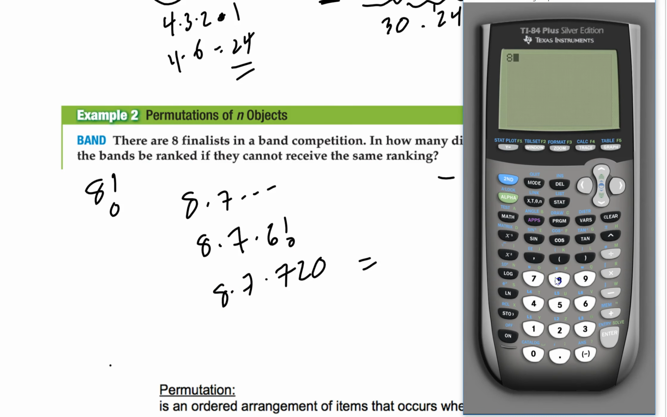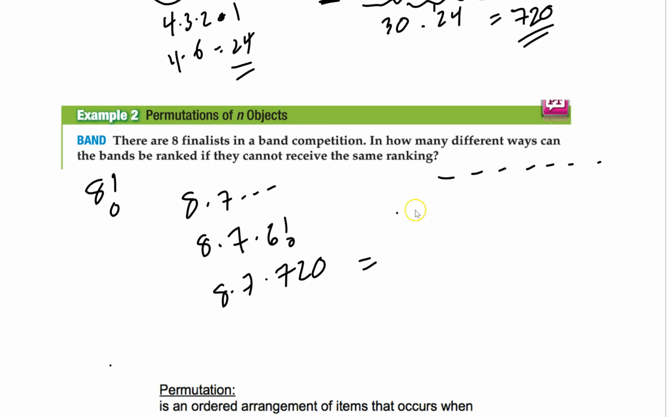Here's my calculator. Let's do 8 factorial: 8, then second, show, math, probability, and down there is the factorial button. So 40,320 ways. There's a lot of ways to rank those 8 bands. Okay, so that's a basic permutation, how you rearrange these 8 things.